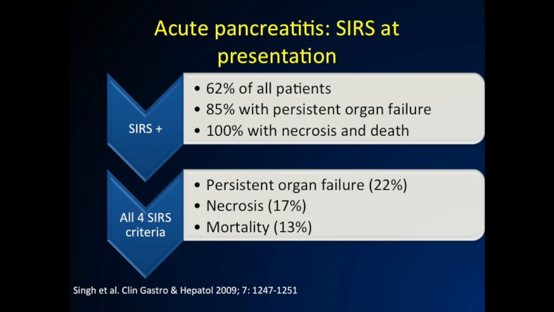However, if you look at if they have all 4, and I think I made a point of expressing this on that initial case presentation, if they have all 4 SIRS criteria at the time of presentation, this is a nice cohort study, I thought. Look at the outcomes, they are much more substantial. So that should at least raise your eyebrows, saying this person might be quite ill.